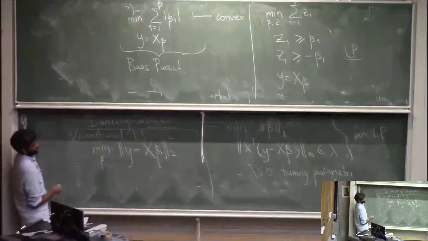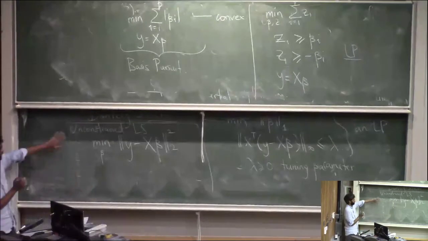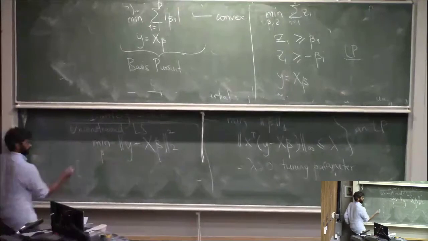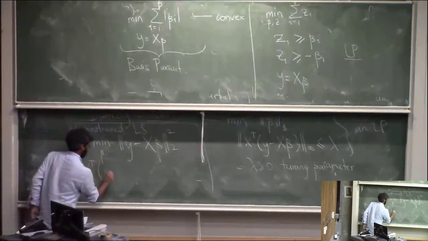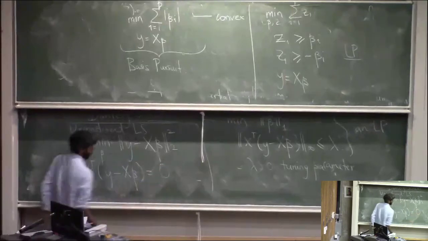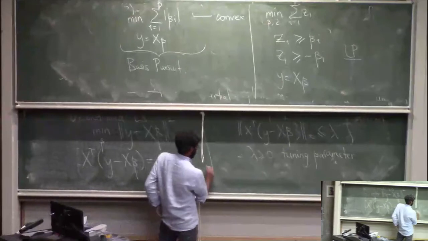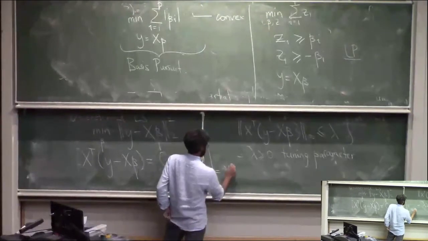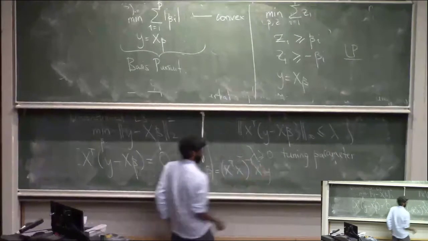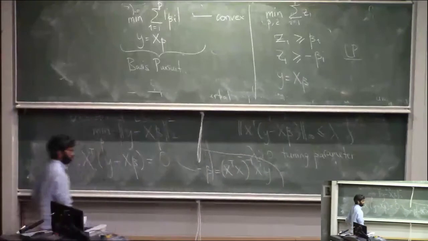The solution to this you can find, since it's an unconstrained problem, I can take the derivative. So suppose I'm in a low dimensional setting, I can take the derivative and set it to 0. The derivative here is just x transpose times y minus x beta. I would set it to 0. And this will tell you what the solution to the least squares problem is, which is just x transpose x inverse x transpose y. So you can solve unconstrained least squares.